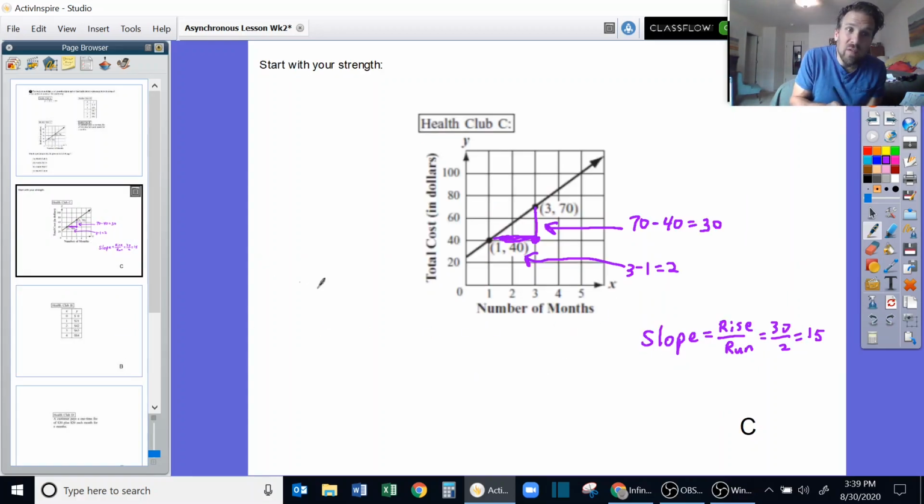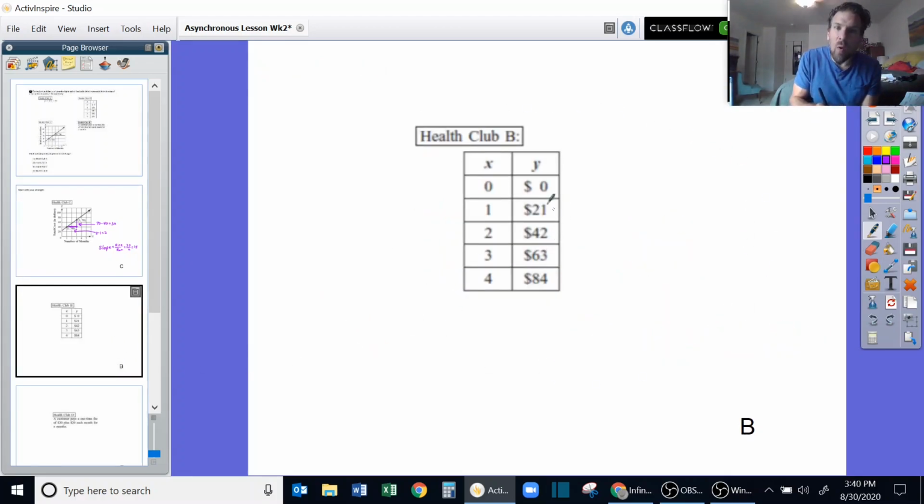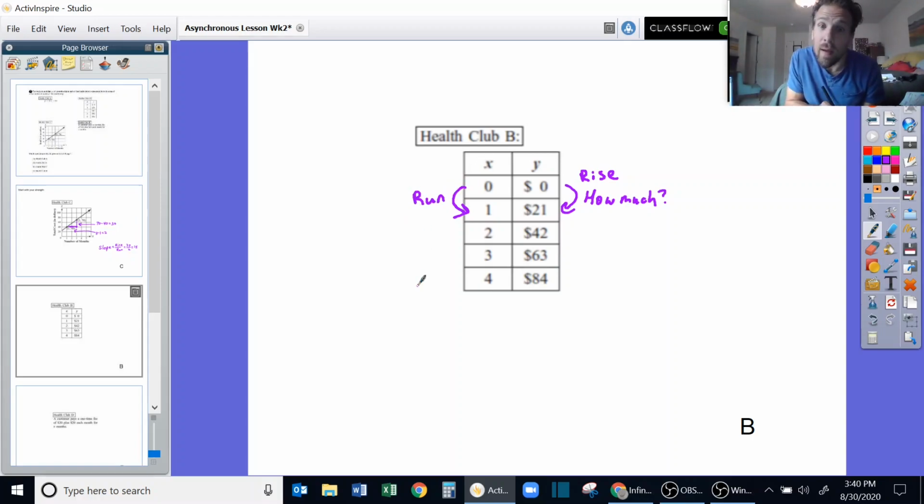Now, because we've done this work using a graph, we can think of it the same sort of way. We want to know how much more money did we have to pay, and how long did we get to divide that over? Well, it took 1 month to go up $21. And again, really what this is, the rise over here on the y's, and the run over here on the other one. I made a rhyme there.